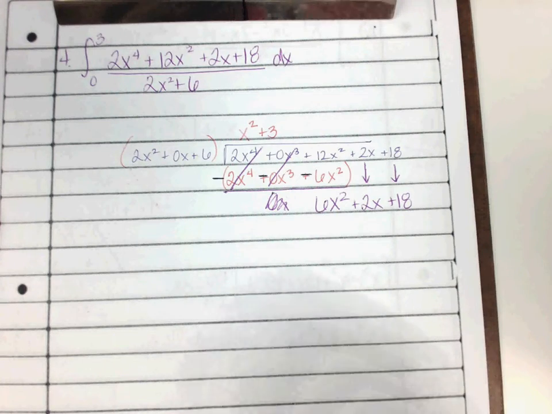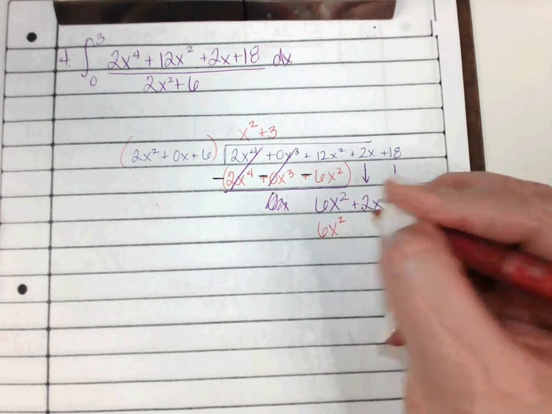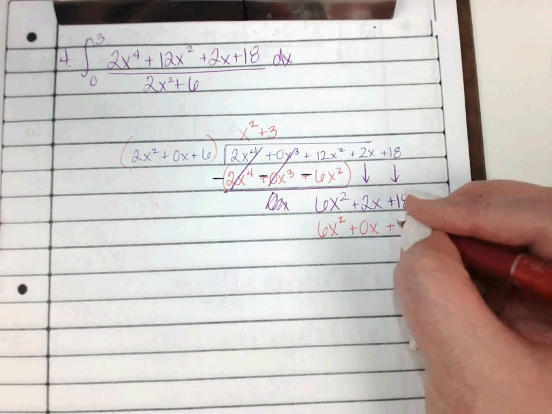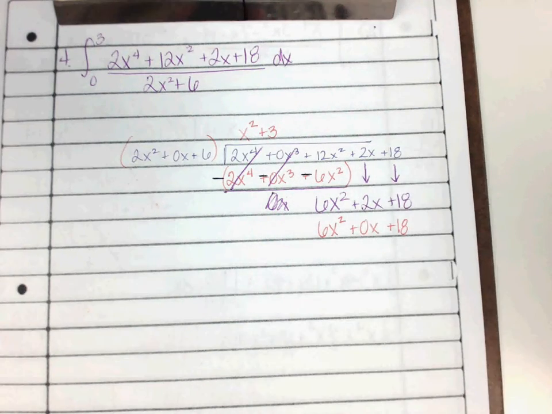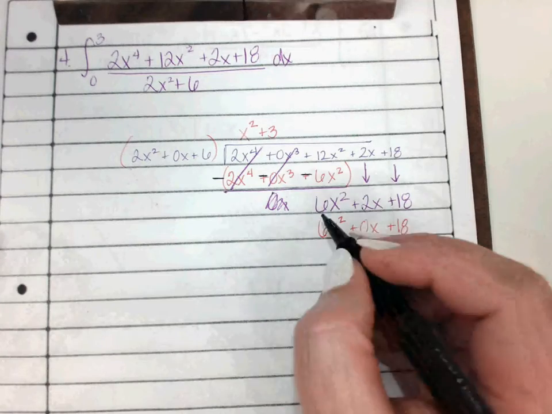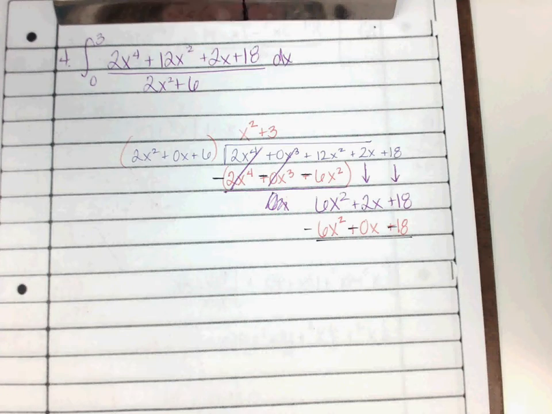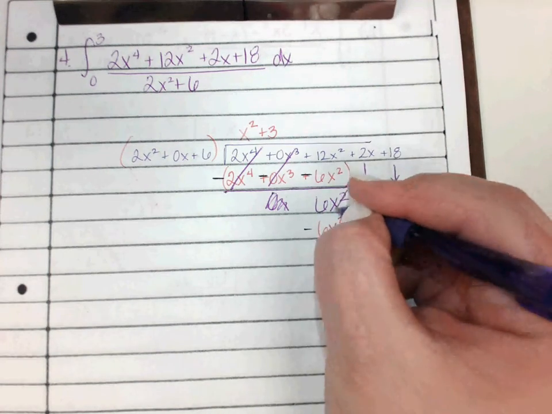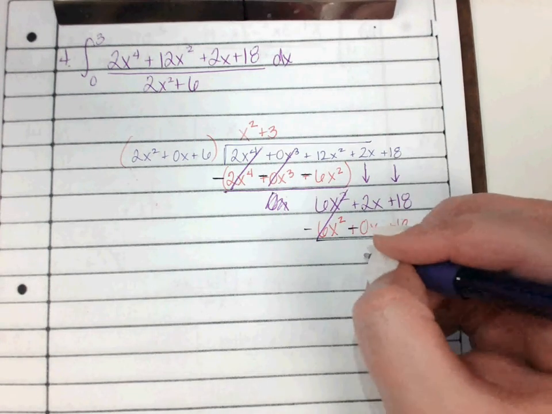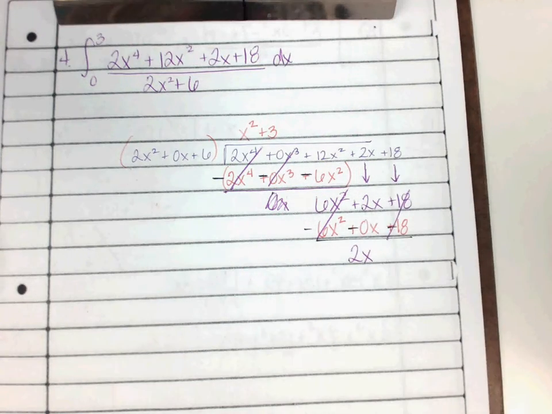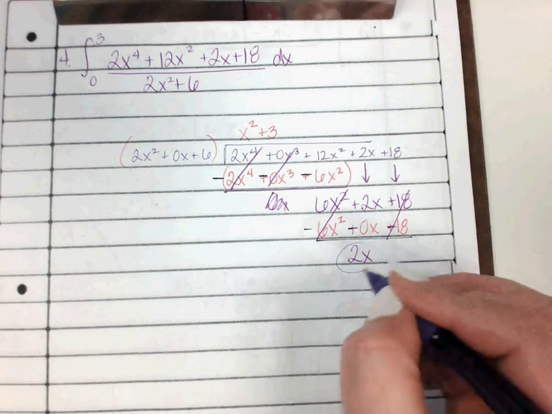Then 3 times 2x squared is 6x squared. 3 times 0 is 0x. 6 times 3 is 18. Then I take all those signs and I switch them to be minuses. 6 minus 6 goes to 0. 2x minus 0x is still a 2x. 18 minus 18 is a 0. So my remainder is only a 2x.